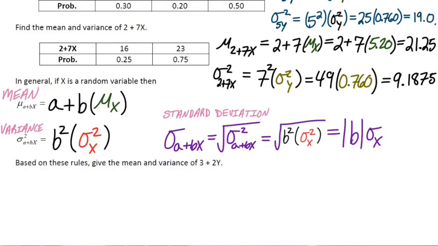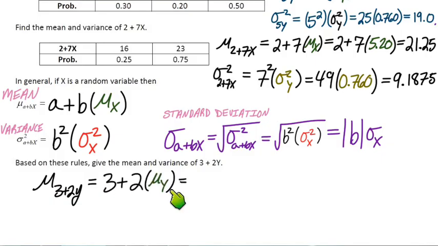Okay, and then the last part here just says, it doesn't even show us a distribution, but it says based on these rules, give the mean and variance of 3 plus 2y. So we could actually make that distribution table ourselves, but there's really no need to. Let's start with the mean. So the mean's really straightforward. We would take the old mean for y, multiply it by 2, and add 3. So if the old mean for y was 5.2, then the mean for this distribution, the 3 plus 2y distribution, would just be 13.4.